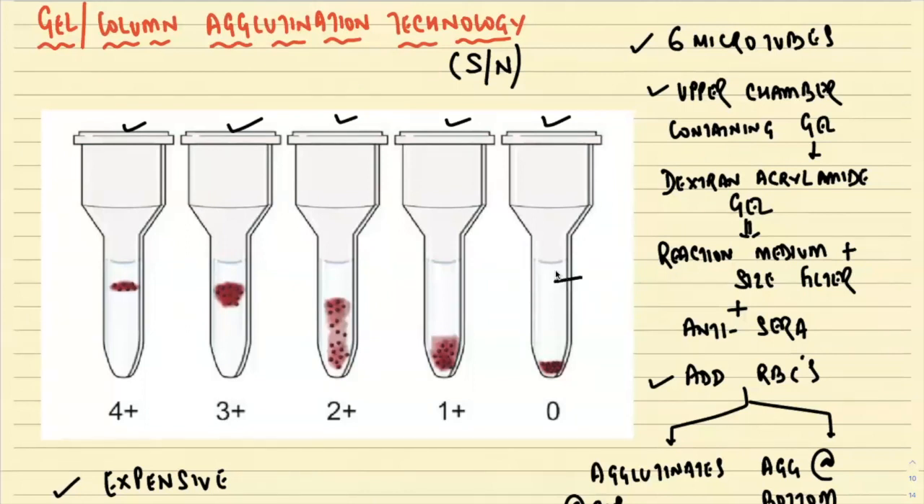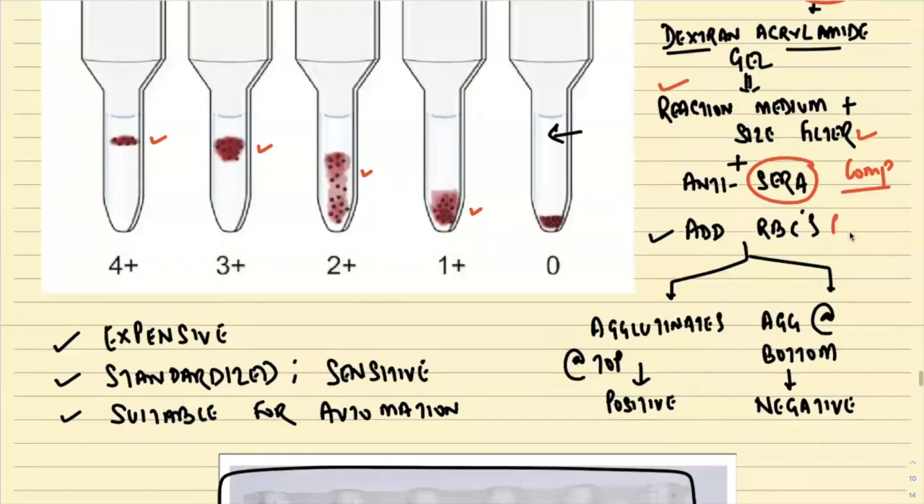This tube contains a gel, a medium made up of dextran acrylamide gel. This gel acts as a reaction medium where the reaction will take place, and also as a size filter, meaning different size particles accumulate at different levels. See here, particles accumulate at this level, and at this level. The gel contains the acrylamide gel along with the anti-sera, which is provided by the company. Now to this, we add the patient's RBC.